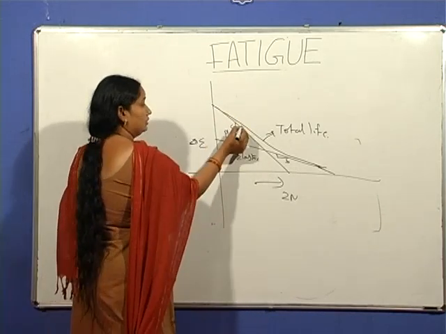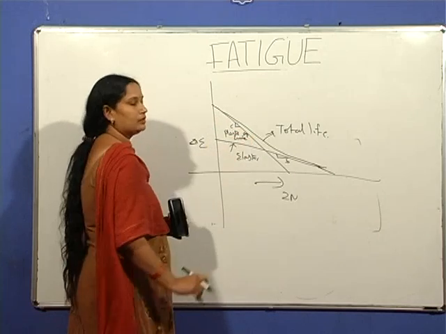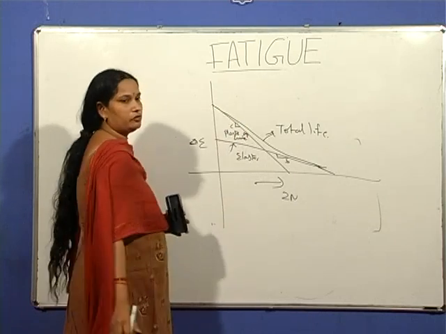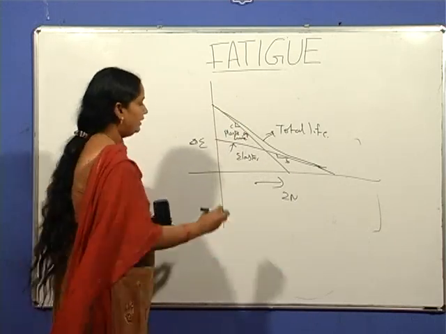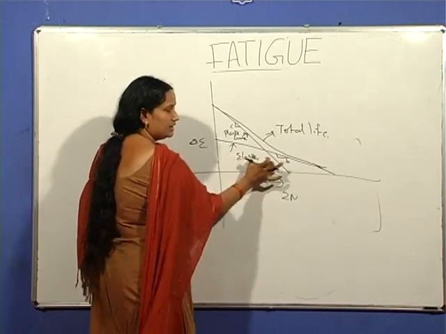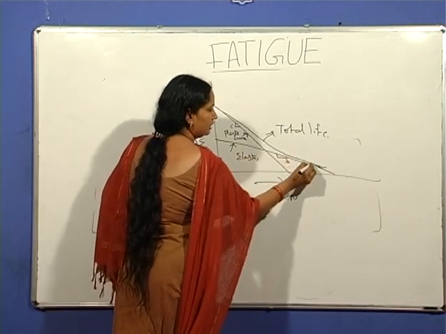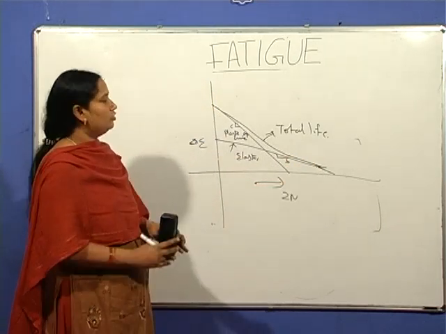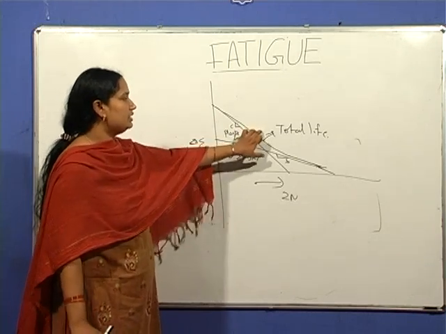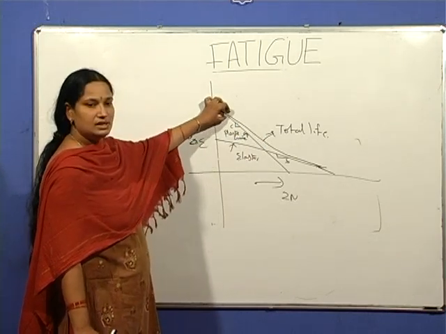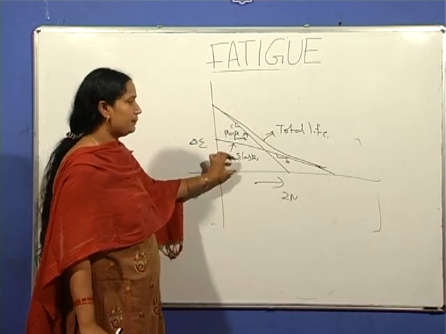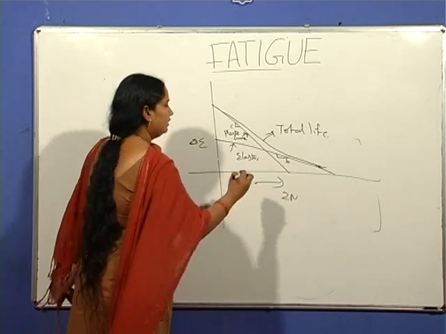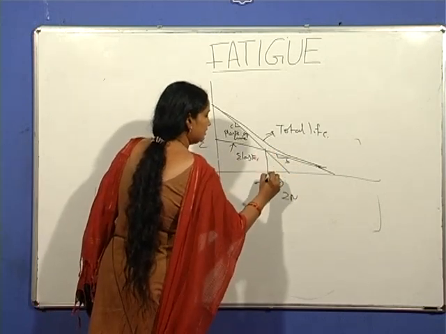The strain life curve tends towards the plastic curve for high values of strain amplitude, and for low values of strain amplitude, it tends towards the elastic curve. For high strain amplitudes, the curve tends towards the plastic, and for low strain amplitudes, the curve tends towards the elastic curve. And at this point, the transition occurs.